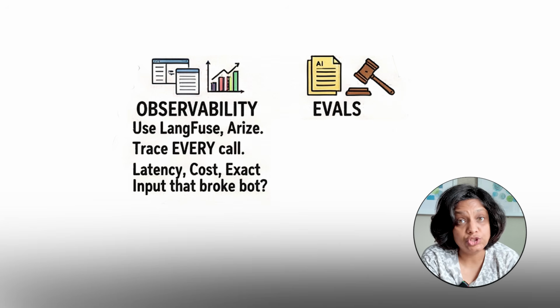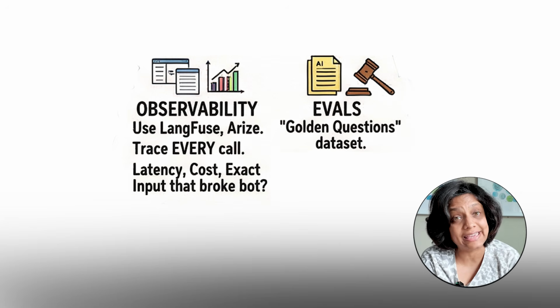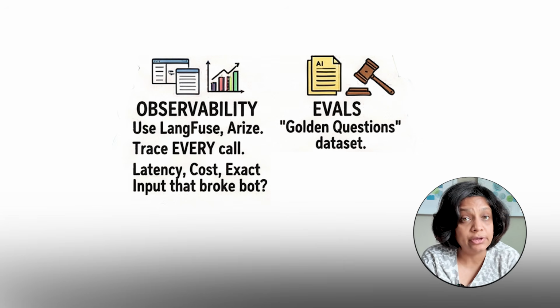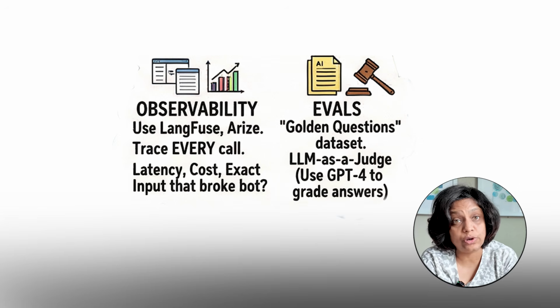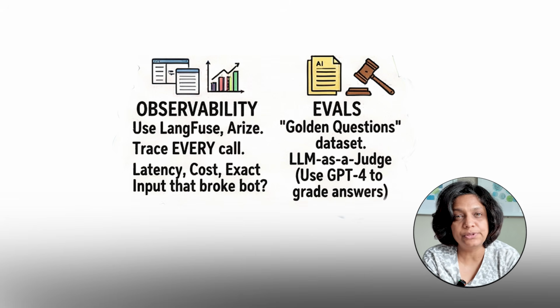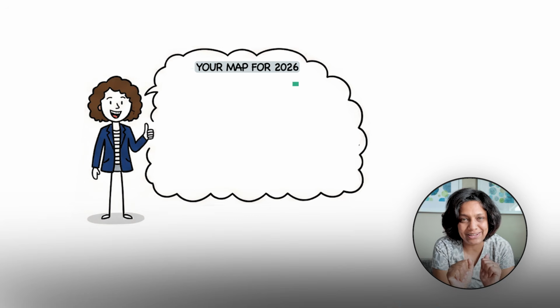Second is evals. You need to create a dataset of golden questions and run your model against them every time you change the code. We use a technique called LLM as a judge, where we use a smart model like GPT-4 to grade the answers of your application. So, to recap, here's your map for 2026.